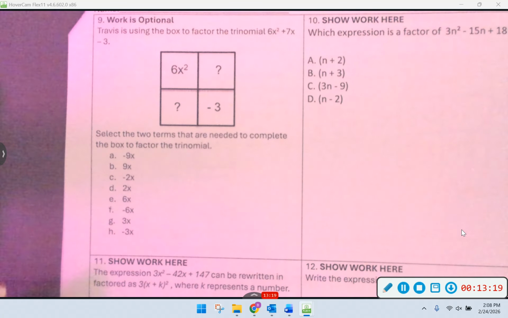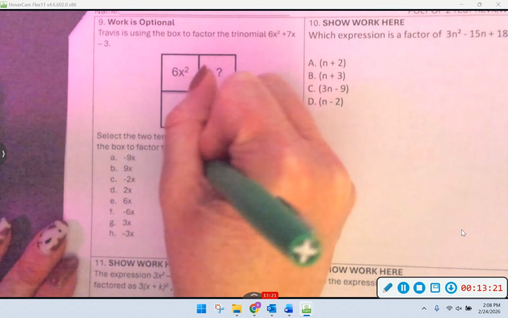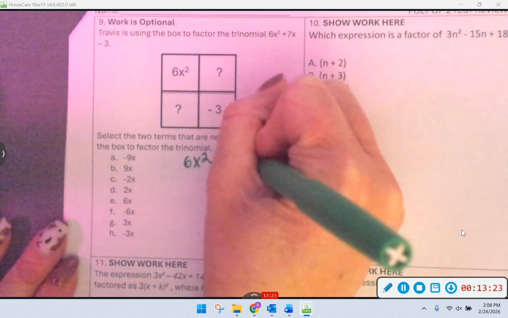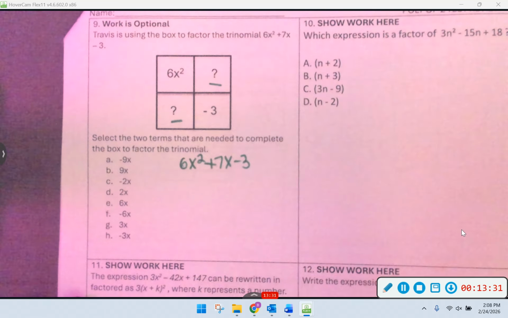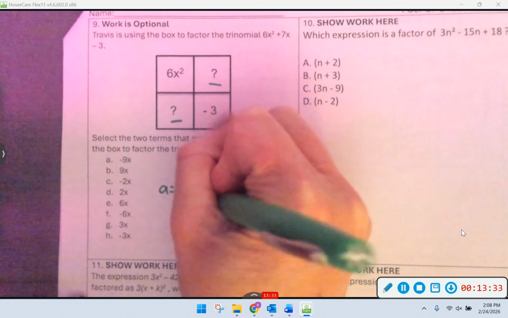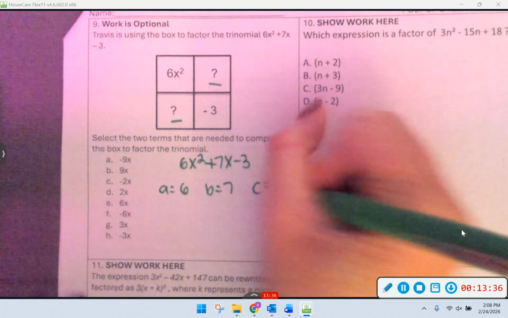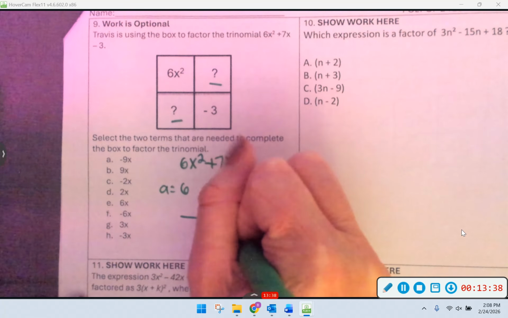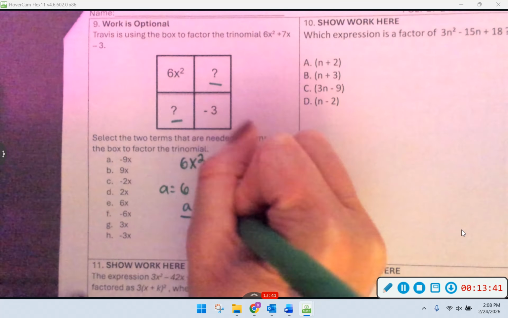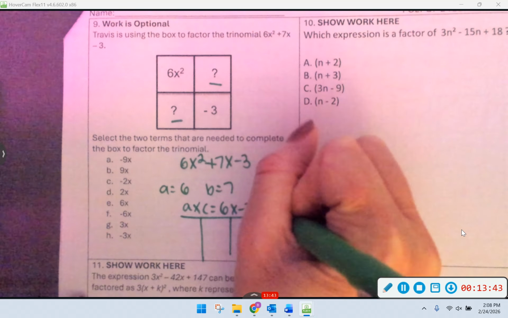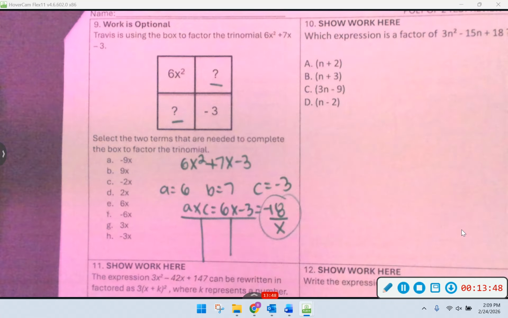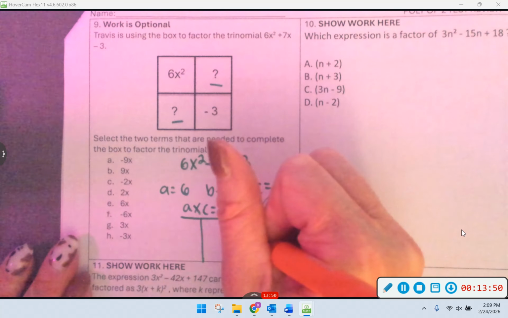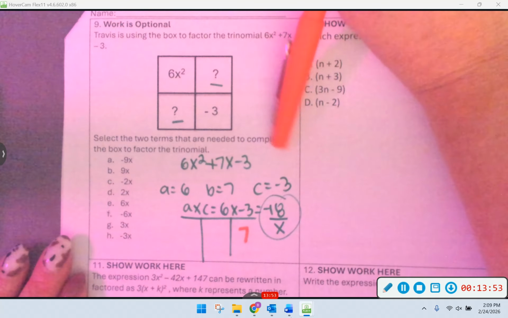Now, on this next page, we have 6x squared plus 7x minus 3. They've already done part of the box for us. We just need to find out what goes here and here. So we know our a is 6, our b is 7, and our c is negative 3. So I'm going to make my pie chart. A times c, 6 times negative 3 equals negative 18 divided by x. All right, and we're going to type that into Desmos, and then we're going to look for 7. So let's go to Desmos.